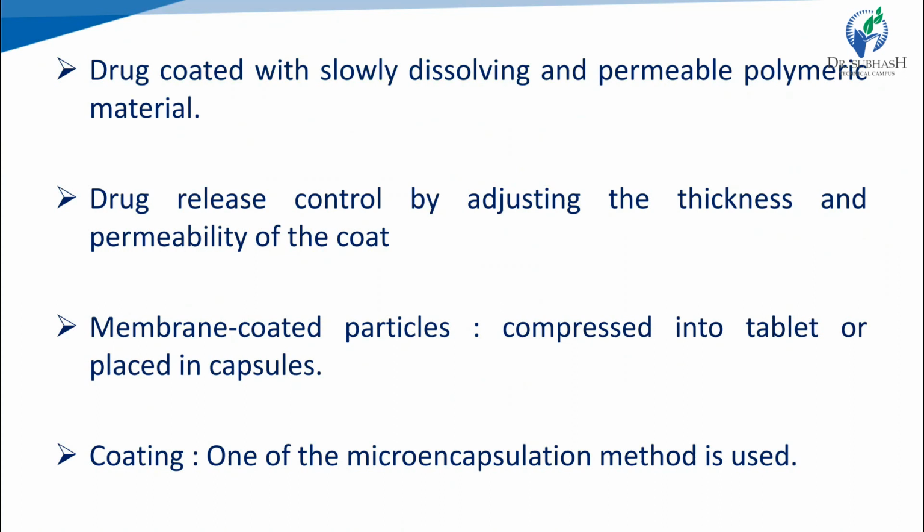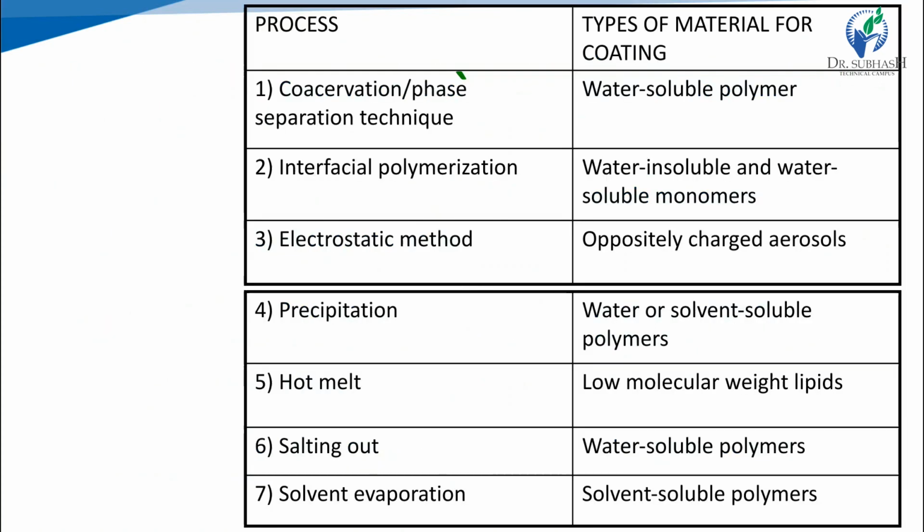Membrane coated particles are compressed into a tablet or placed in a capsule, that is the example. Coating is done by one of the most important and widely used techniques, the microencapsulation method, which we apply for coating of the tablet in the encapsulation part. There are various microencapsulation techniques. The most widely used is co-adsorption or phase separation for water soluble polymers. Other techniques include salting out, hot melt, solvent evaporation, precipitation, and interfacial polymerization, for both water soluble and solvent soluble polymers.